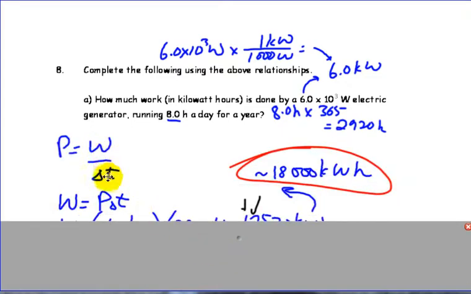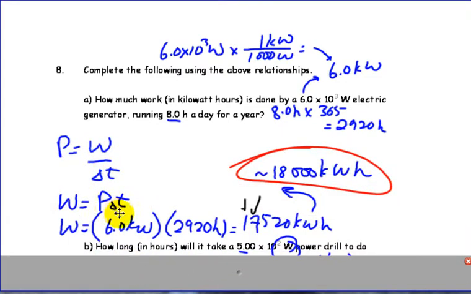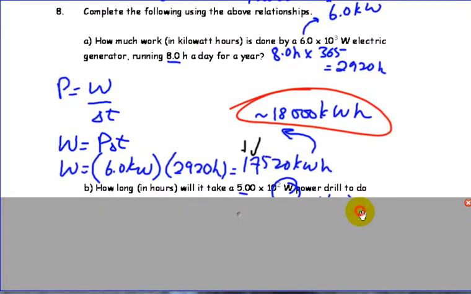Power equals work over time, or work is equal to power times time. We have 6,000 watts, which would be 6 kilowatts. Here we can use either units of watt seconds or kilowatt hours. Since it asked for kilowatt hours, I had to change watts to kilowatts by dividing by 1,000 and then find the total hours. So it works out to be 17,520 kilowatt hours. I have 2 sig figs in all my numbers, so that rounds off to 18,000 kilowatt hours.